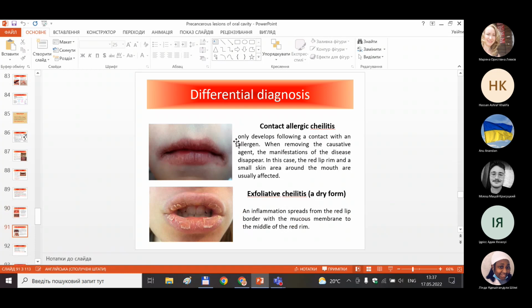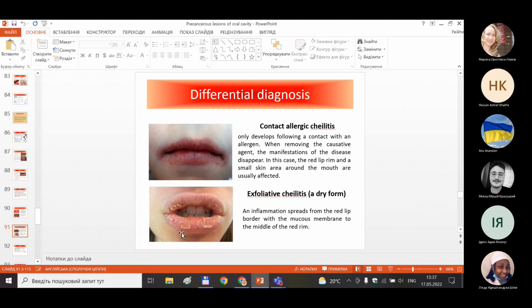Contact allergic cheilitis only develops following a contact with an allergen. When removing the causative agent, the manifestations of the disease disappear. In this case, the red lip rim and a small skin area around the mouth are usually affected.